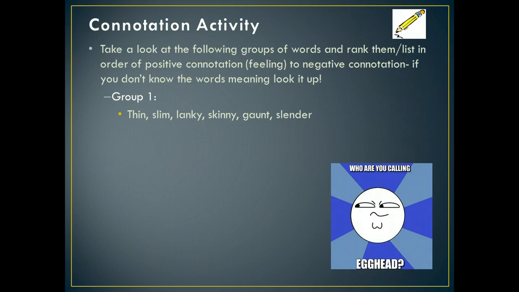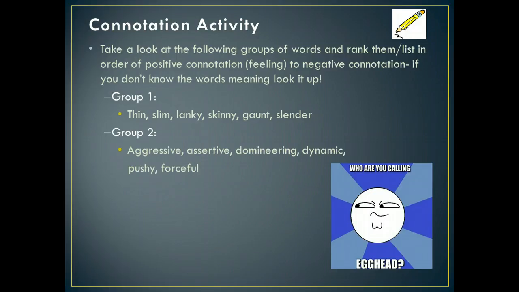So first group: thin, slim, lanky, skinny, gaunt, slender. Order those words according to you and your feelings attached to those words. Like, would you rather be called slender or skinny? Which word sounds better to you? So you're going to start positive and move to negative. Okay, next group of words: aggressive, assertive, domineering, dynamic, pushy, forceful.